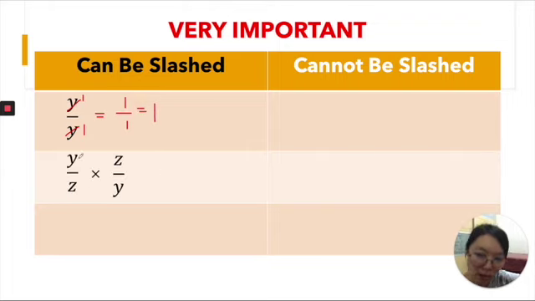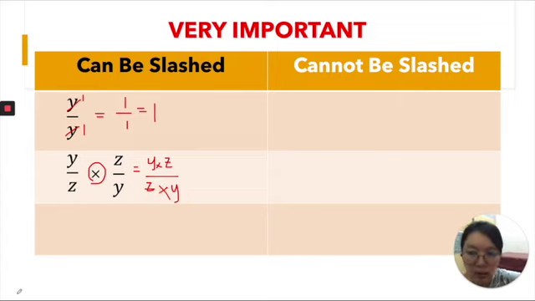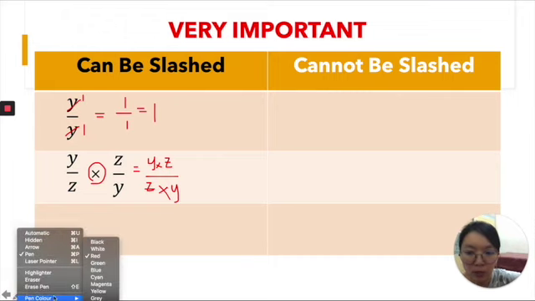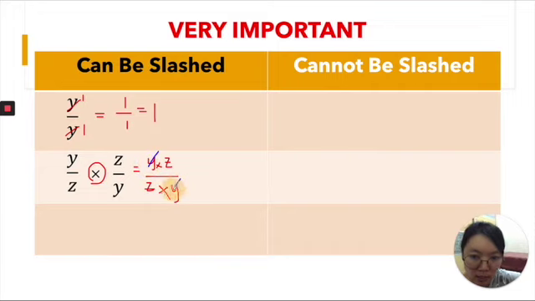And if I have y divided by z, multiply by z divided by y, with multiply, I can just merge them. It becomes y times z divided by z times y. With this, times is very flexible, so I can straight away top and bottom, the same one, just slash them off, and then the same one, just slash them off. 1 times 1, 1, and the answer is 1.